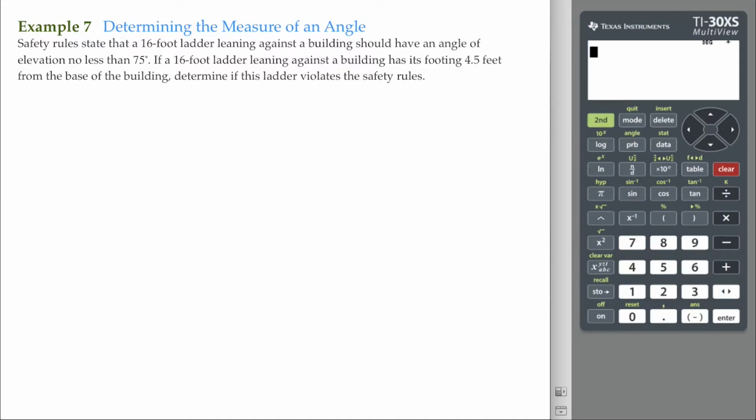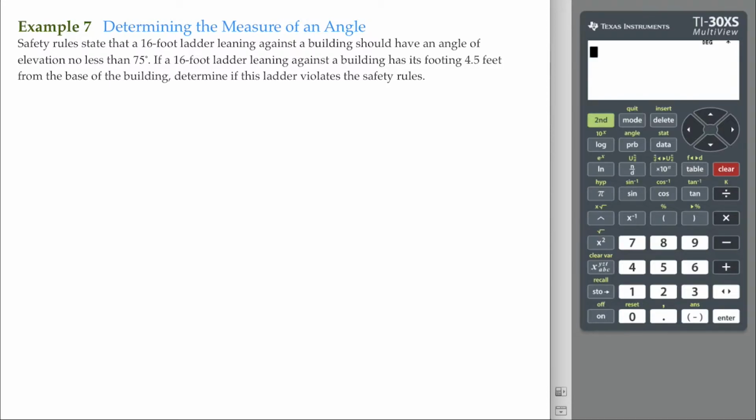Again, keep in mind that we are using our understanding of all these geometric concepts, such as angle measures and side lengths and the Pythagorean theorem, to help us solve problems. So here we have: safety rules state that a 16-foot ladder leaning against a building should have an angle of elevation no less than 75 degrees. If a 16-foot ladder leaning against a building has its footing 4.5 feet from the base of the building, determine if this ladder violates the safety rules.